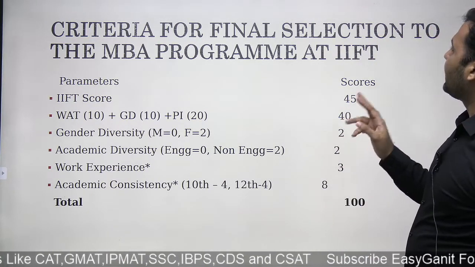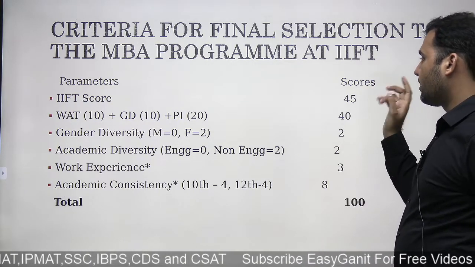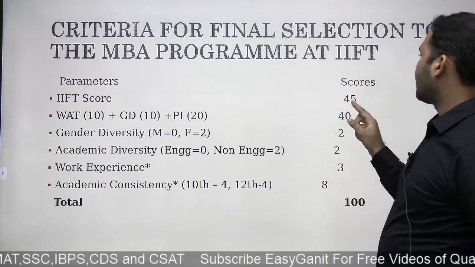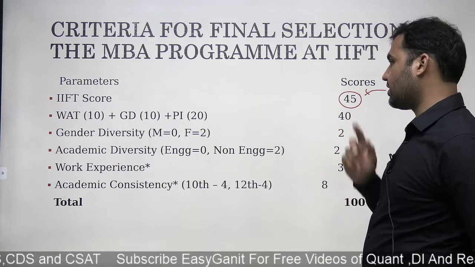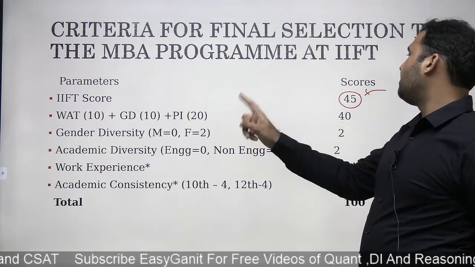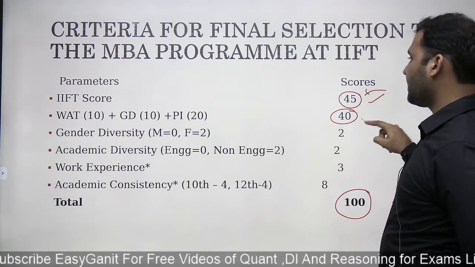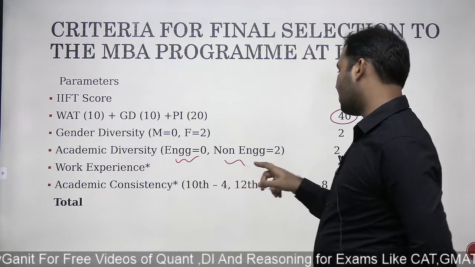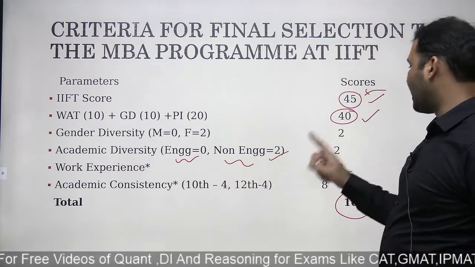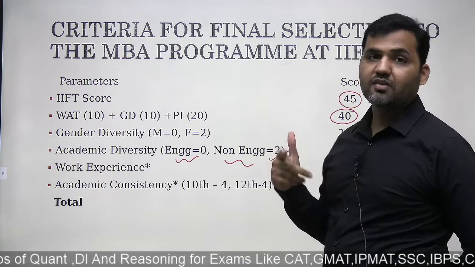Once you get selected, the criteria for final selection to the MBA program at IIFT, the second stage of selection: the IIFT score again will be given a 45% weightage in the second stage also. VAT, GDPI have a 40% weightage. Out of 100, 45% weightage here, 40% here. Academic diversity, again, engineering 0, non-engineering 2 marks. Work experience will be given weightage in the second stage, not in the first stage, guys.